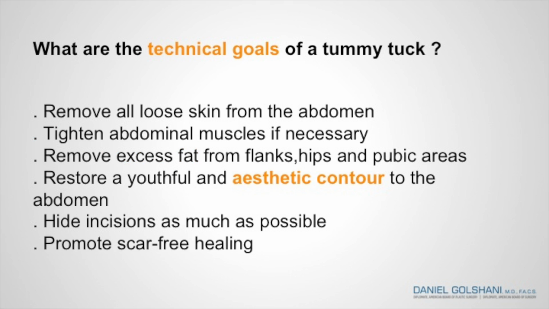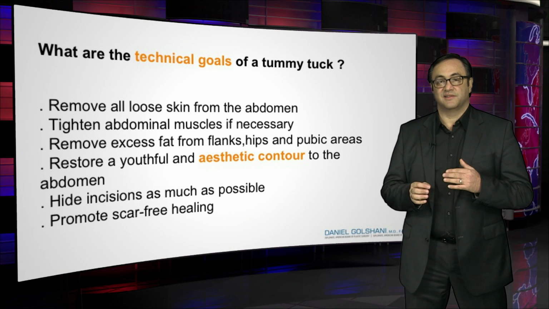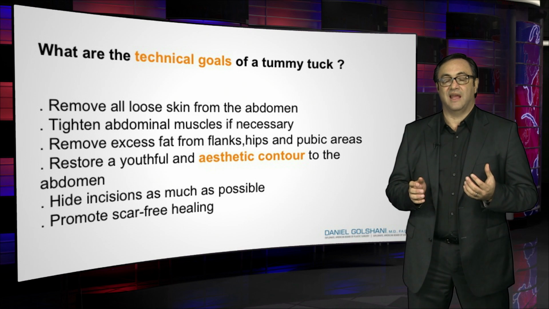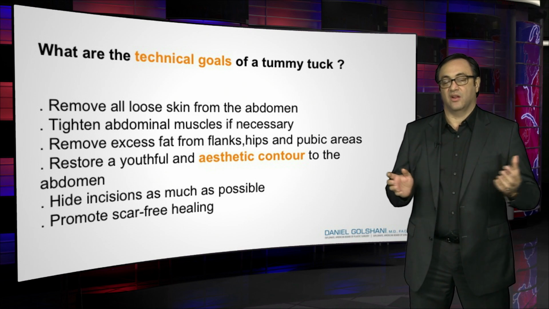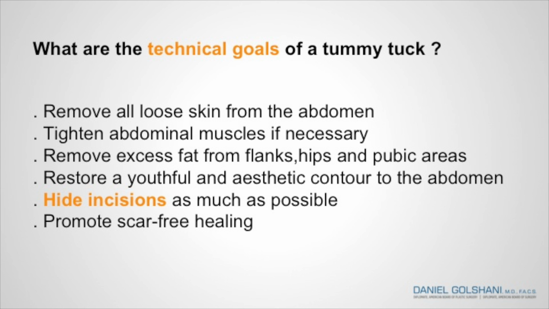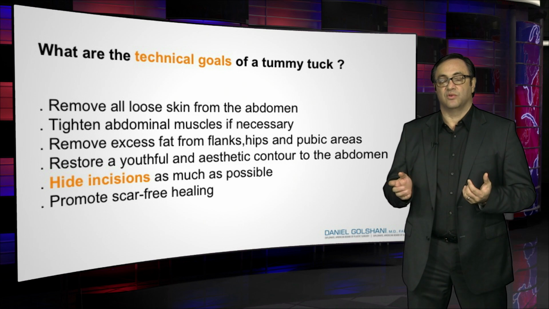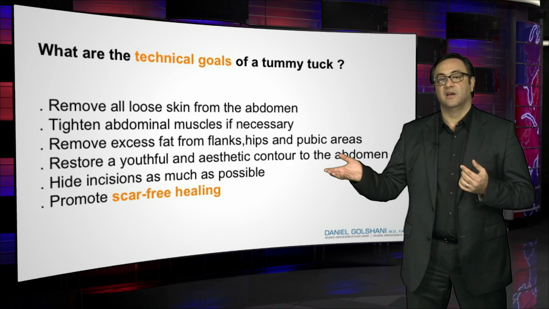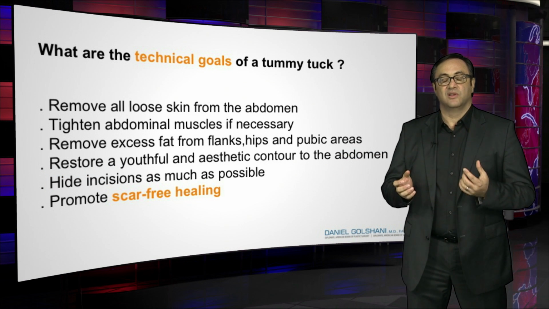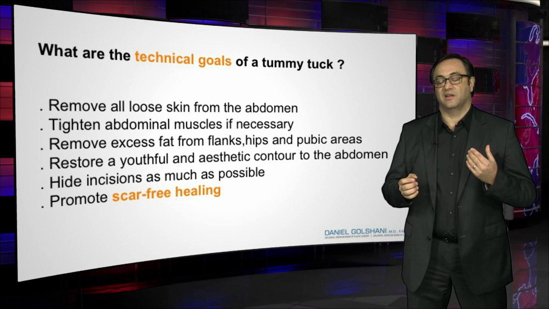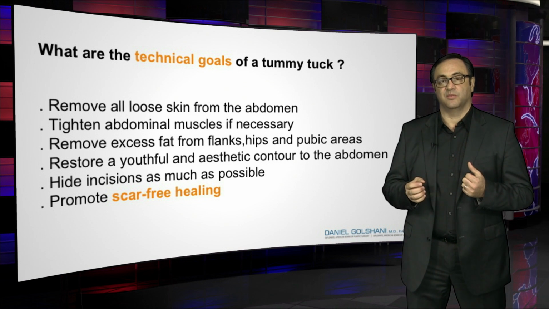Restoring a youthful aesthetic contour to the abdomen by tightening the muscles, by removing the excess fat and the excess skin, the youthful contour that the abdomen had prior to this laxity can all be brought back. And last but not least, we want to place the incisions in a way that they are hidden or invisible. And that's true for both the umbilicus and the abdominal incision, that the ultimate outcome after everything is healed should be not only hidden, but there should be scar-free healing, which will allow an invisible surgery, that you see the perfect results without having to look like you've had surgery in the past.